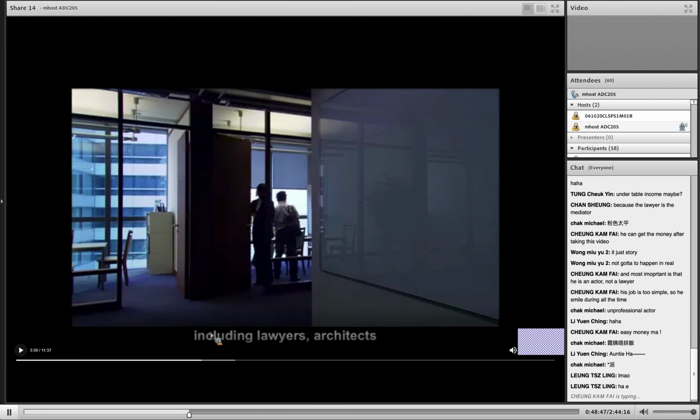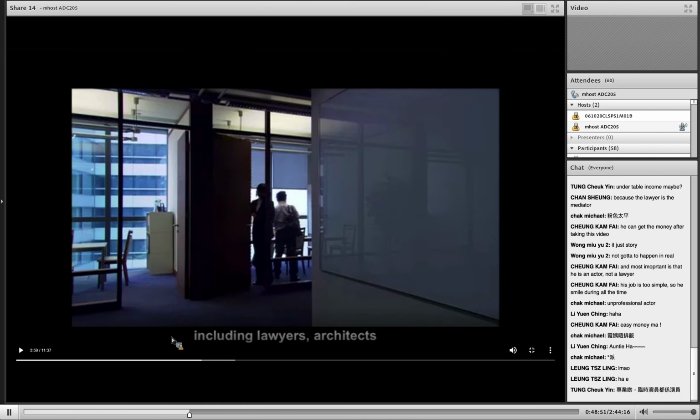It's also true that for mediators, you find the backgrounds are very different. Later I will show you the list of mediators at the Hong Kong Mediation Center. You see the background is very different.